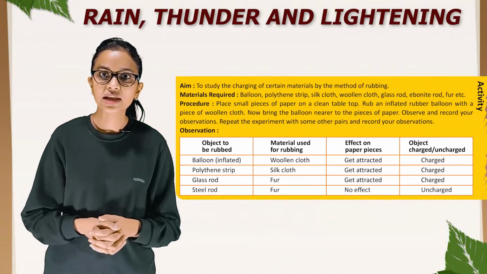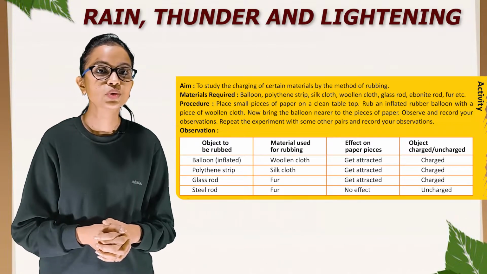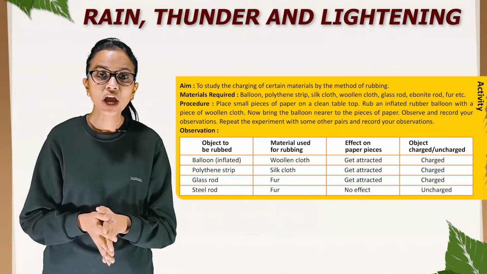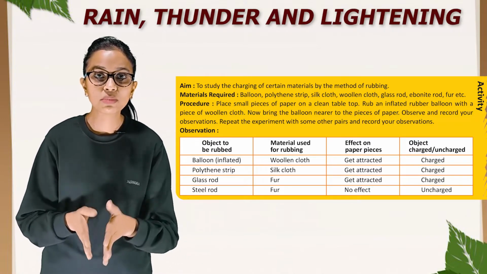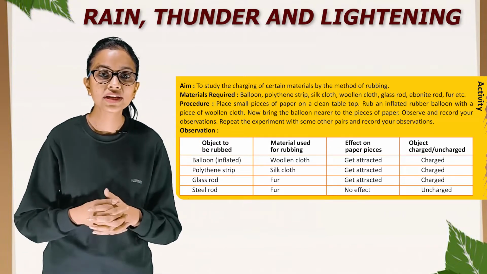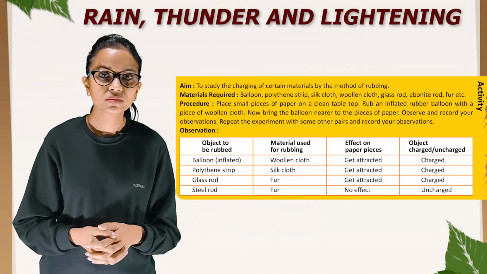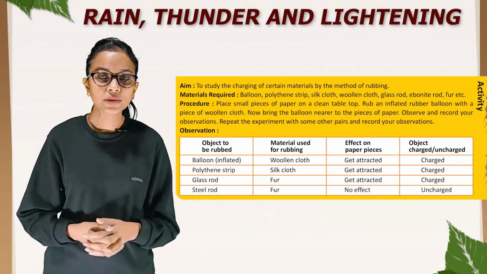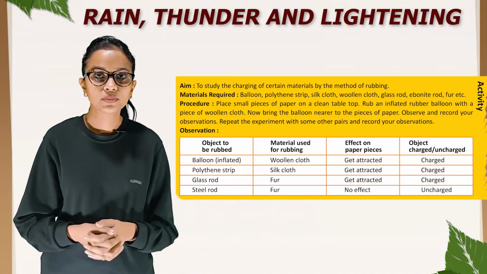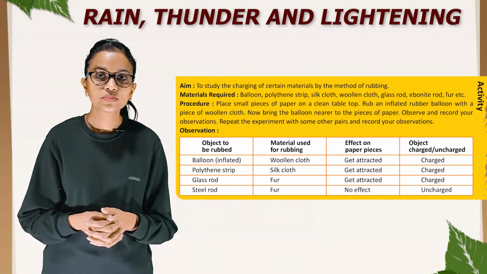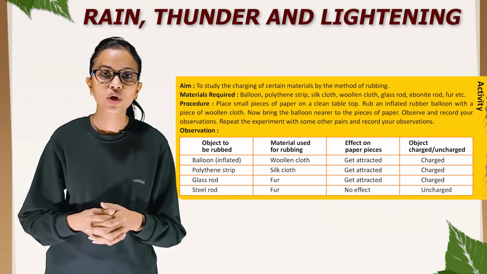So students, it's time for an activity. The aim of this activity is to study the charging of certain materials by the method of rubbing. Materials required: balloons, polythene strip, silk cloth, woolen cloth, glass rod, ebonite rod, fur, etc.